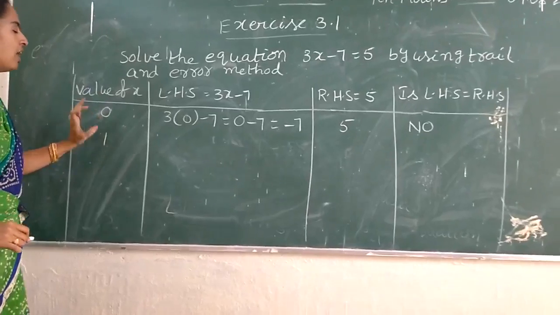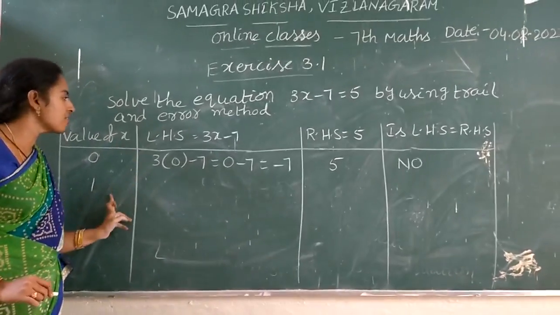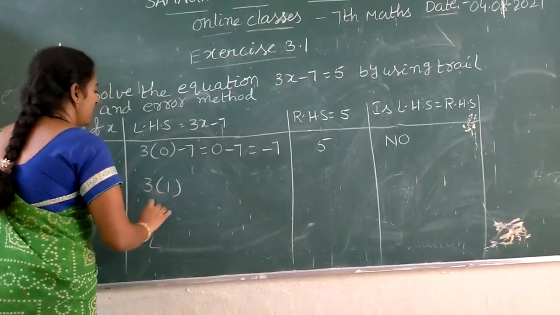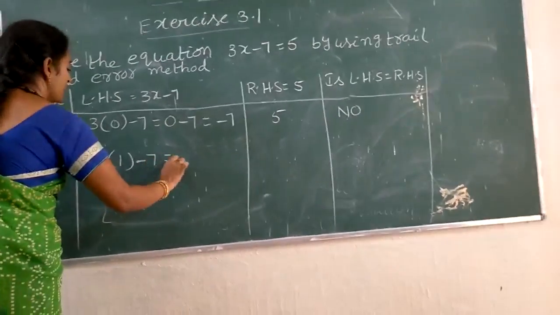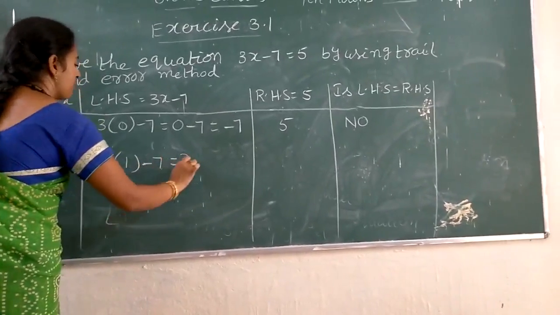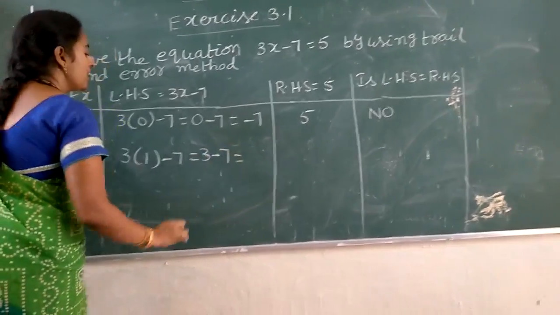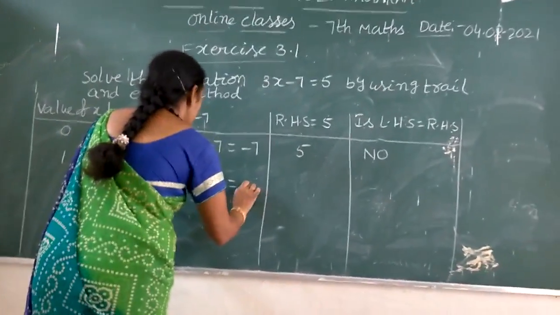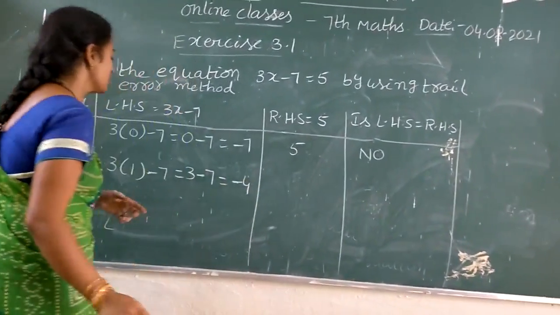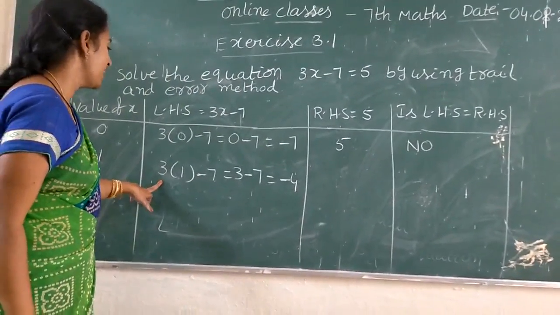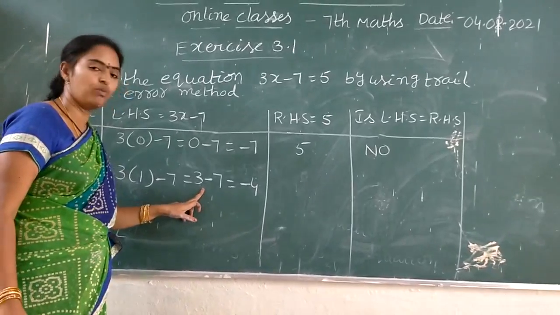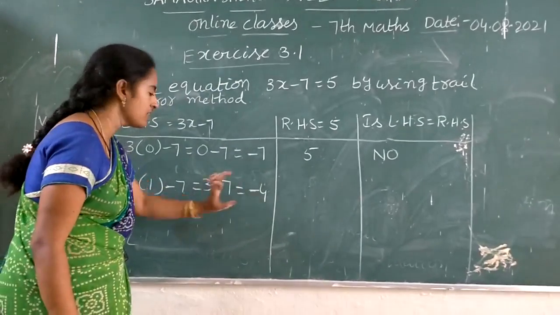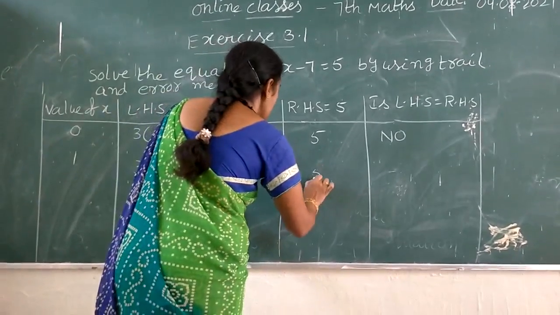Next, substituting x equal to 1 in LHS: 3 into 1 minus 7. 3 into 1 will become 3, minus 7. Here 3 minus 7 we get the negative integer minus 4. So we get the LHS value as minus 4 and RHS is 5.